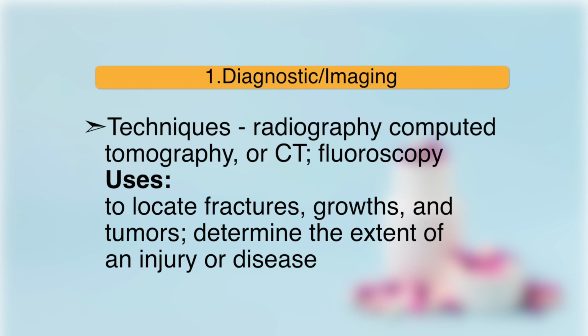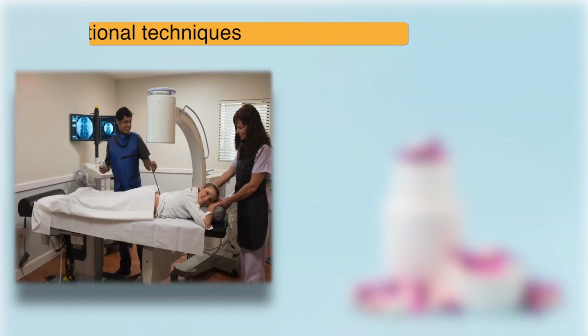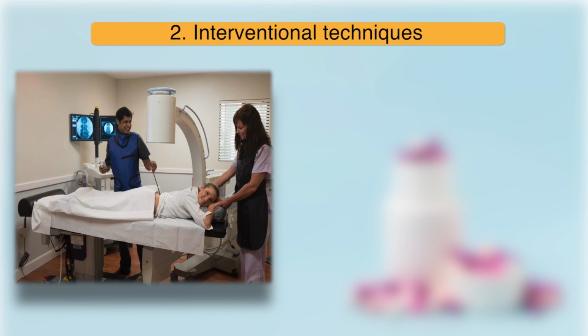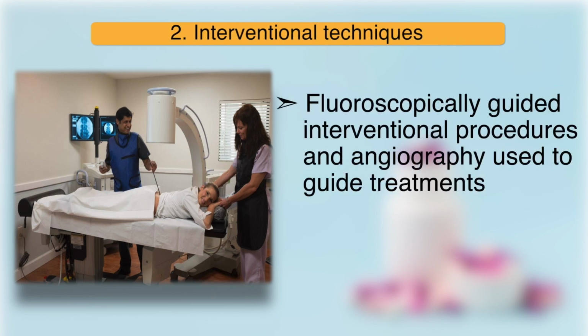They are normally used to locate fractures, growths and tumors, to determine the extent of an injury or disease, and to determine the necessity for other medical procedures. So these are the uses. The second point is interventional techniques, for example fluoroscopically guided interventional procedures as well as angiography, which are used to guide treatments. And radiotherapy is also there, used for treatment of diseases like cancer.